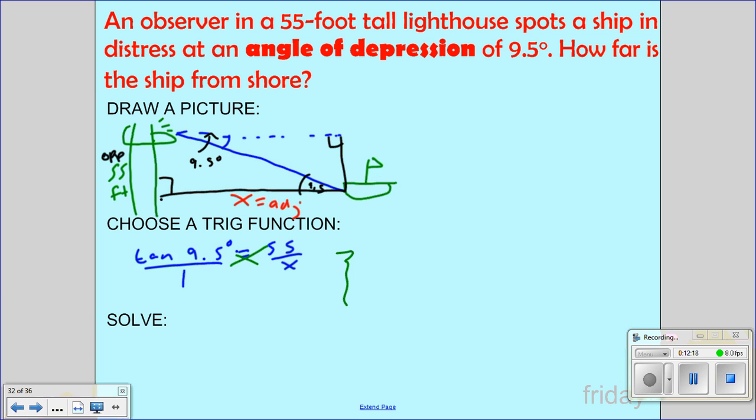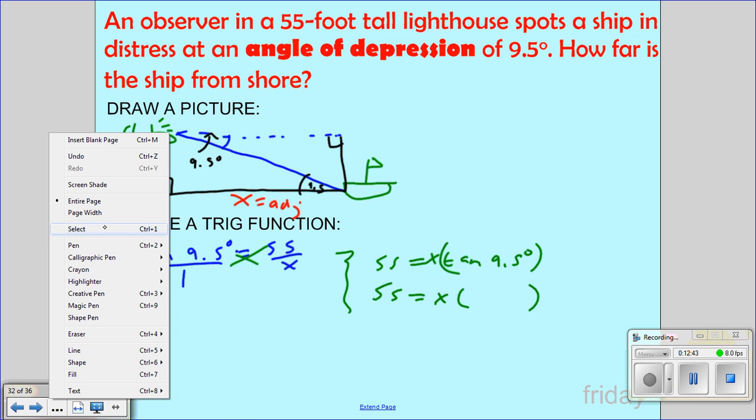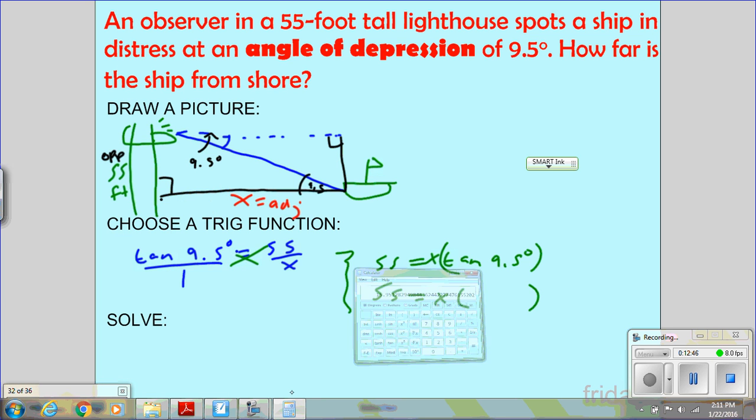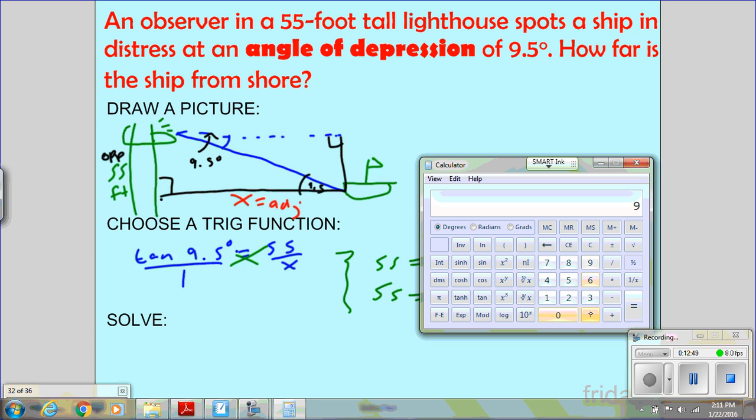And then you would get 55 is equal to tan 9.5 degrees times x. I forgot my x. I'm going to put x back in front. Now we find the tangent of 9.5 with the handy dandy calculator. It is 0.1673.